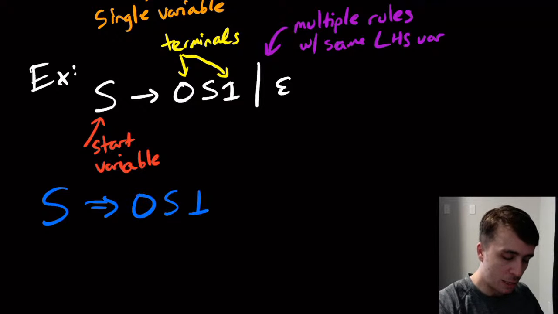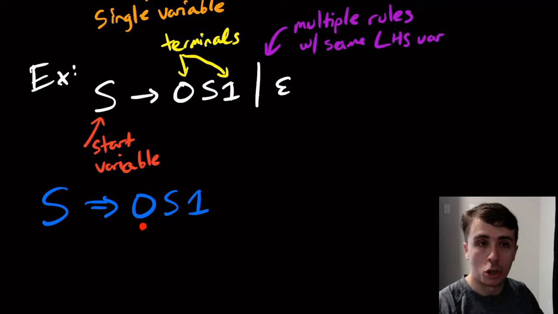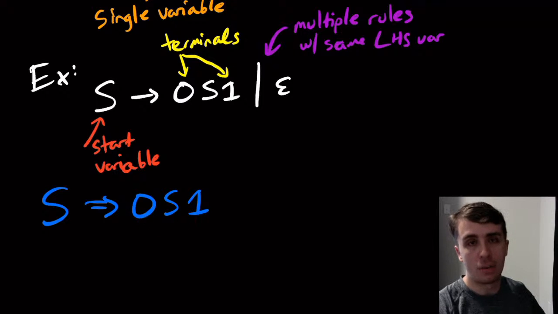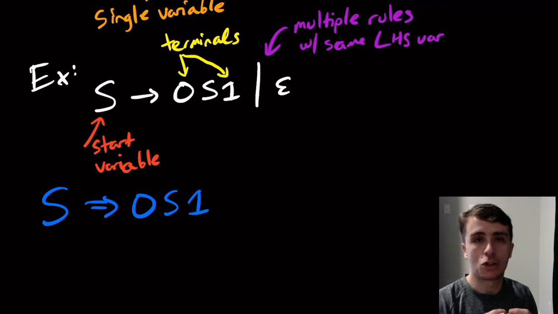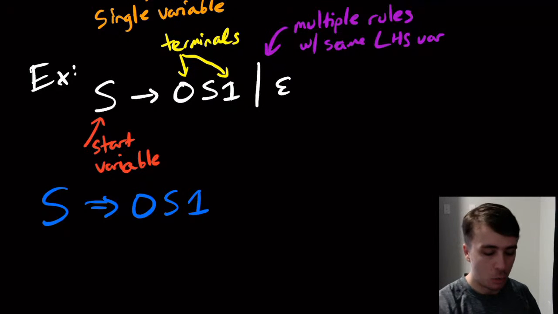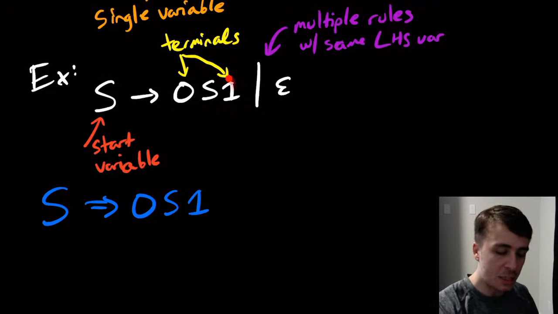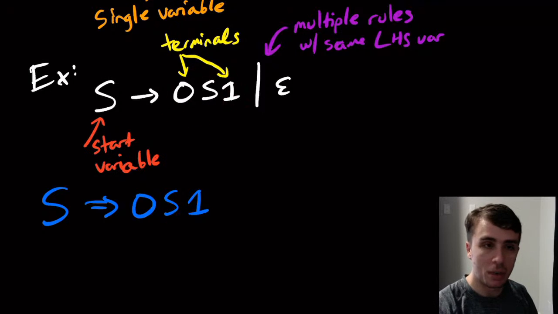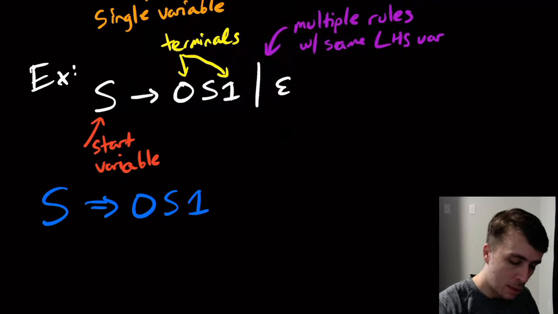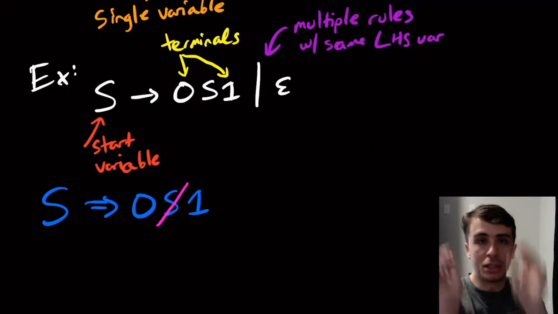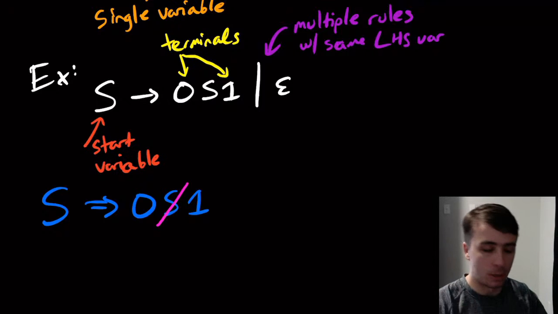So I apply 0S1. Note that the 0 and the 1 are terminals here, so those two can never ever be replaced. But this S certainly is a variable. I could stop here if I wanted to, but the key is that I want to actually make a string entirely of terminals, which this one isn't because there's a variable here. So I could apply this rule again to this variable S. I'm going to cross this S out. The 0 and 1 are left intact because they're terminals.